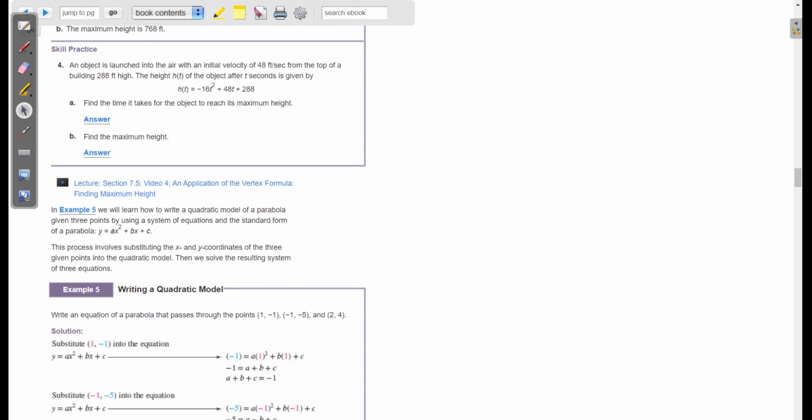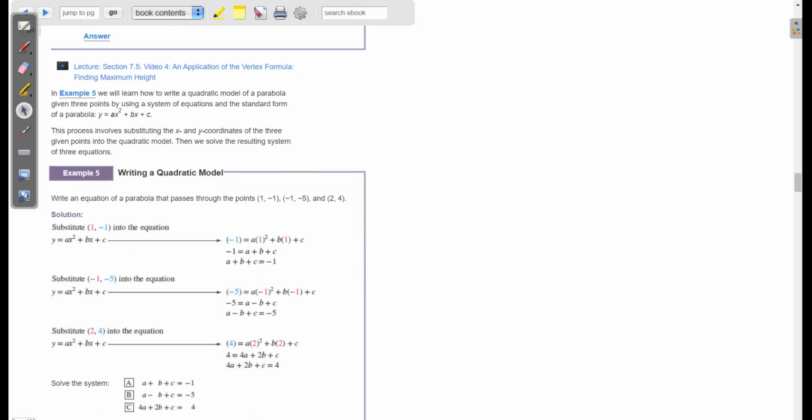All right, so this is the only introduction here. In example 5, we will learn how to write a quadratic model of a parabola given 3 points by using the system of equations in the standard form. This process involves, which we'll do. Okay, so yeah, there's not really much of an introduction here, and that's not good. But again, I'll assume that the authors know what they're doing.